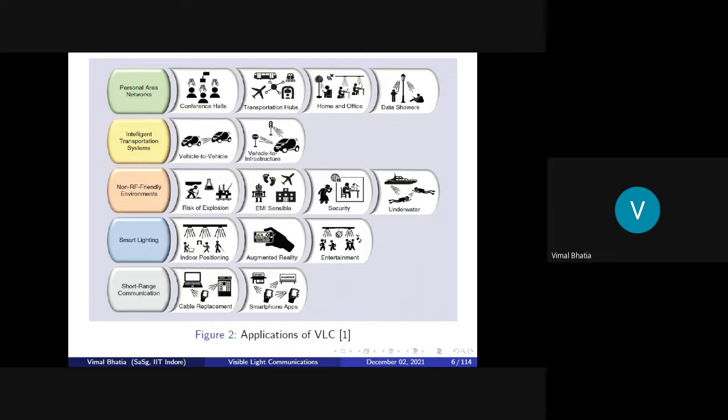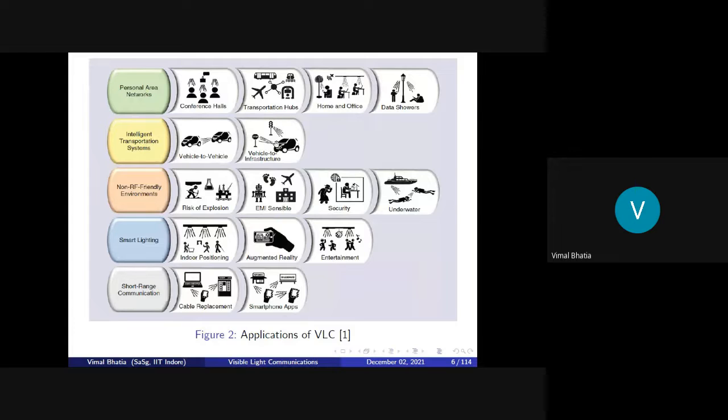But here we can use the lighting infrastructure itself to provide this data as well. Then transportation systems, so vehicle to vehicle communication can happen. The vehicle at the back can transmit information from its front lighting, and the vehicle in front can use the backlight to receive this information, and also transmit some information from the backlighting to vehicle to infrastructure.